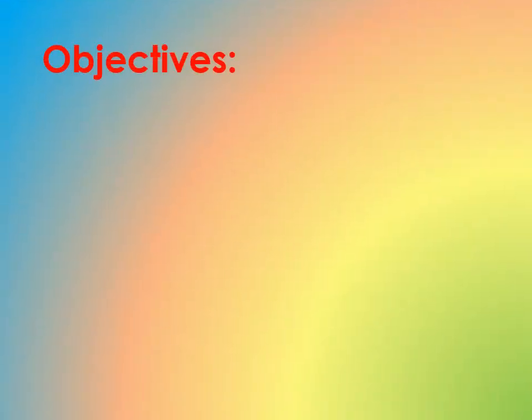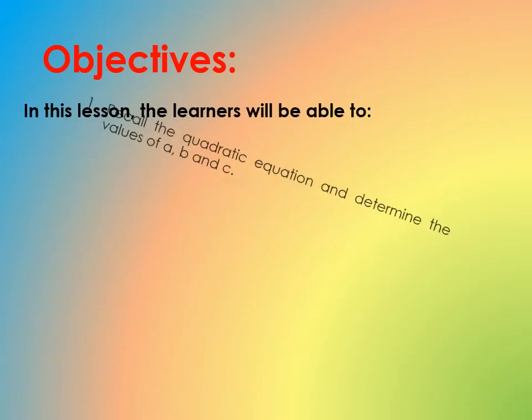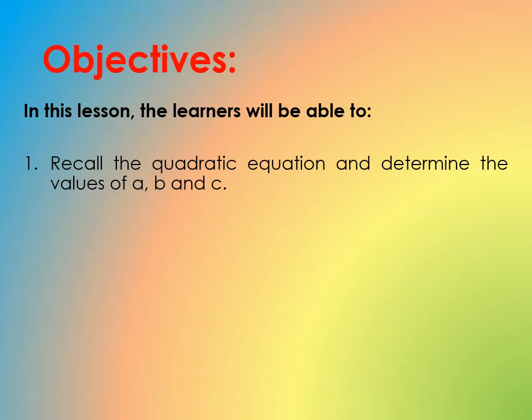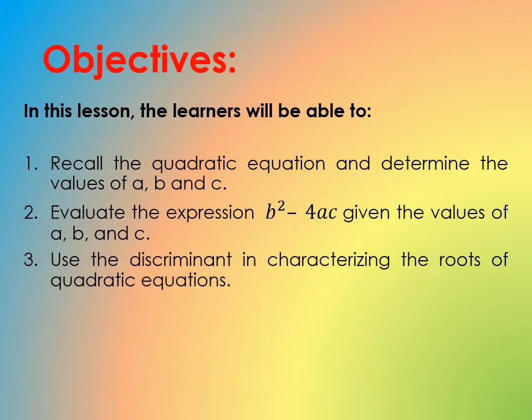For the objectives of our lesson, the learners will be able to, number 1, recall the quadratic equation and determine the values of A, B, and C. Number 2, evaluate the expression B squared minus 4AC given the values of A, B, and C. And number 3, use the discriminant in characterizing the roots of quadratic equations.